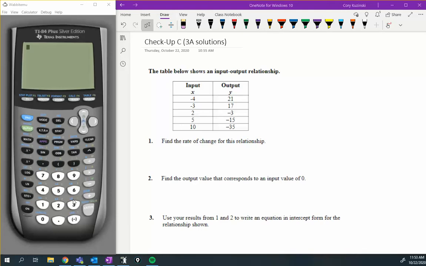Checkup C, standard 3A solutions. This is problems number 1 through 7. Take notes over these and you'll be eligible for a retake of a different version of this checkup.